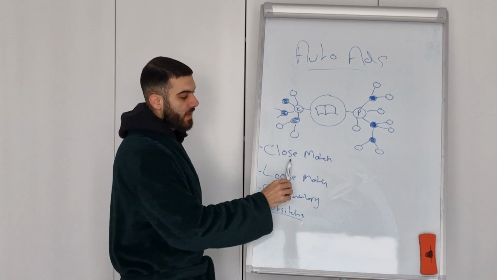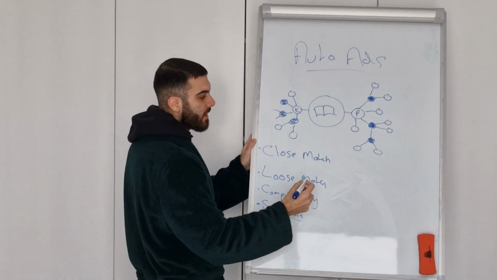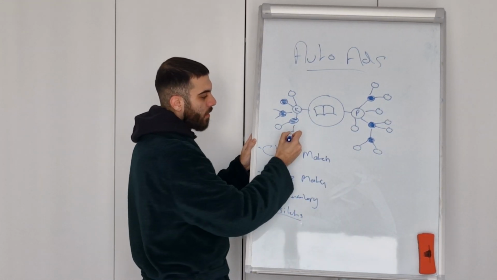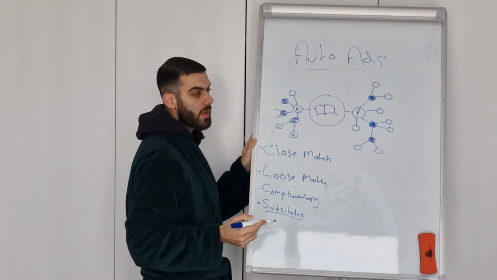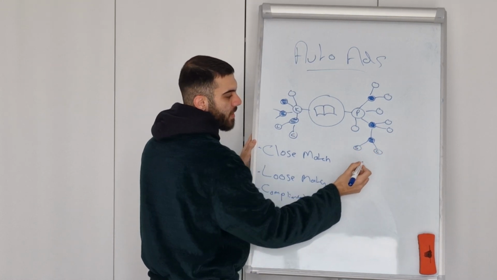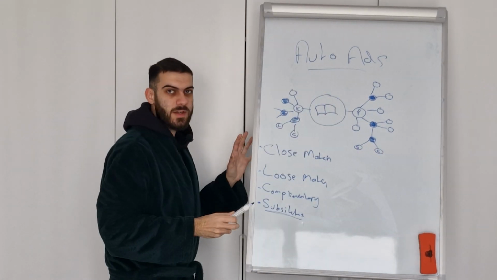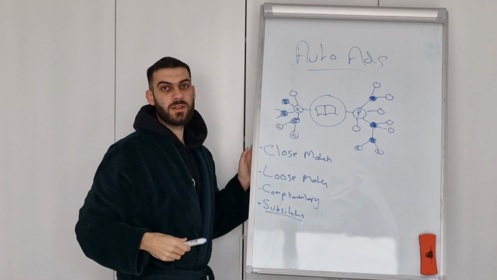Now, here's the problem with this Amazon auto campaign. When it expands to find other ones, you're finding some of these targets might be close match. I'm going to put that as a C. Some of these targets might be loose match. I'm going to put that as an L. Some of these might be substitute, and others might be complementary. So when this Amazon ads campaign is doing all the work, it's doing 4 times the work that's actually needed.